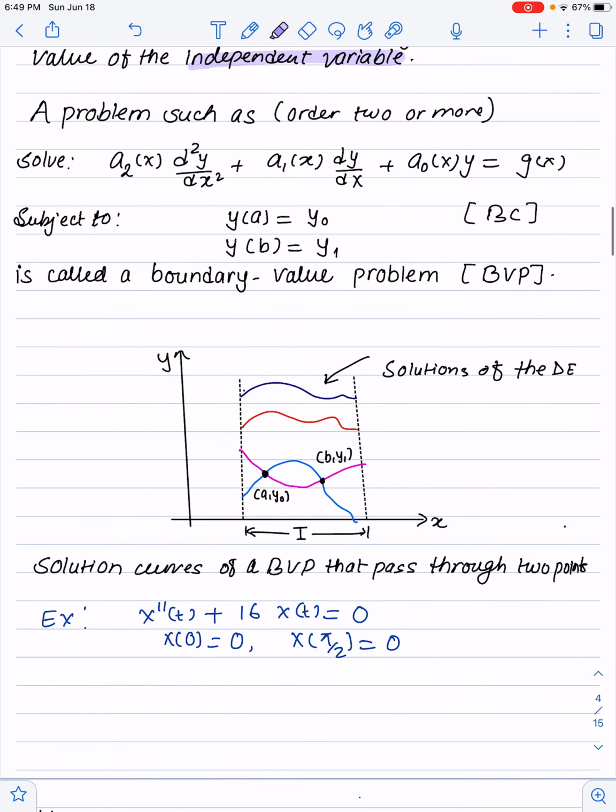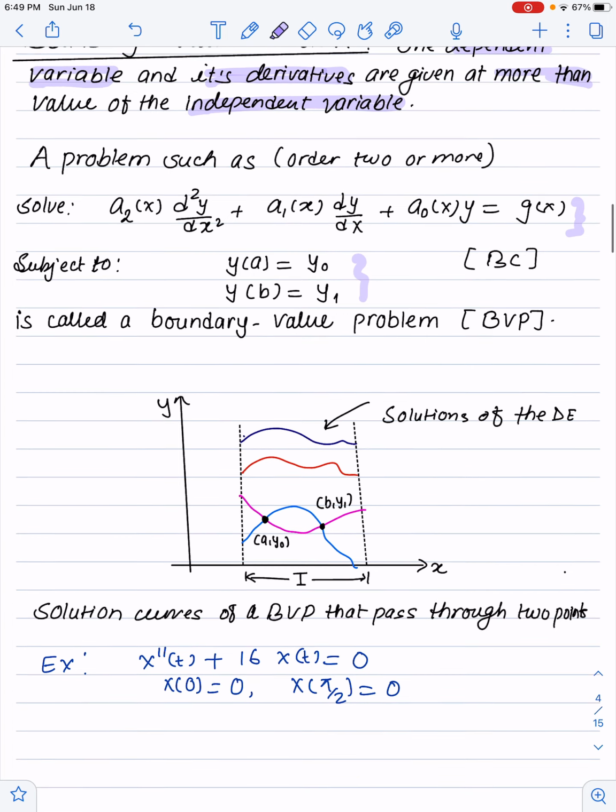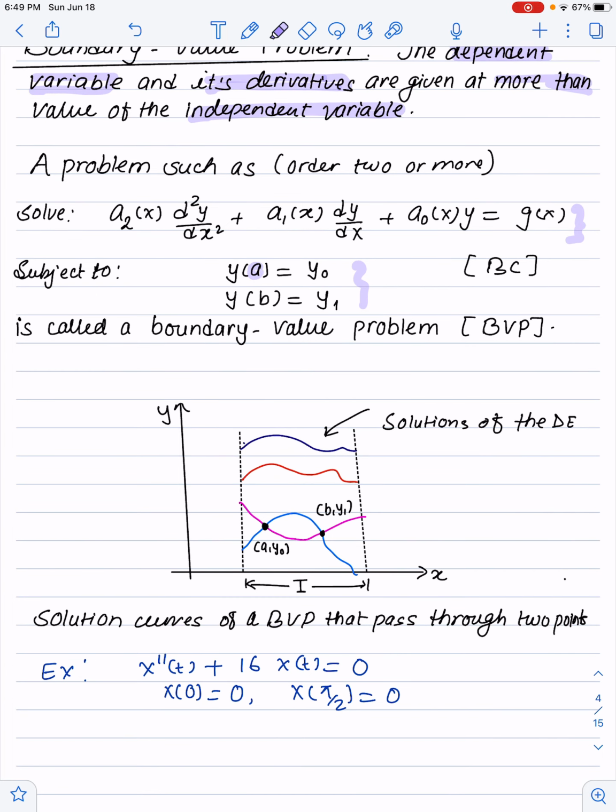Okay, so let's look at the problem. So this is the DE, but in the conditions here, you can see that y at a is y0, and y at another point, more than one independent variable value, that means another point b, is given as y1. These conditions are called boundary conditions. So this problem is actually a boundary value problem.